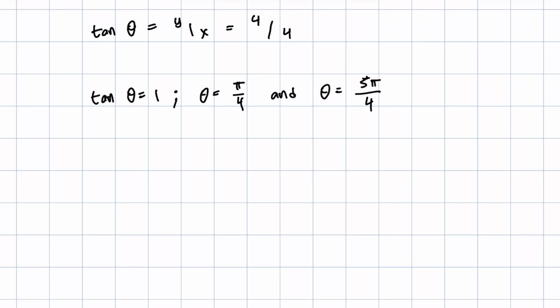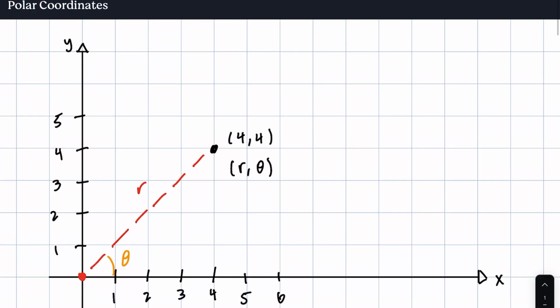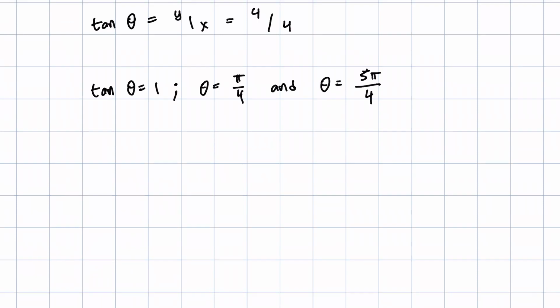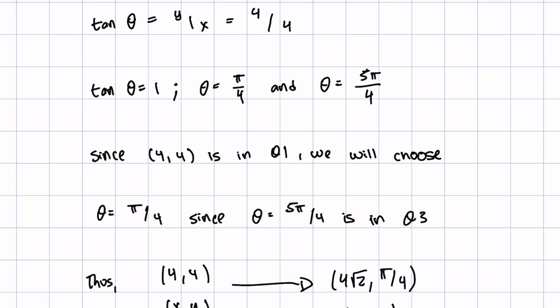And if you look back, 4, 4 is a point whose position is found in the first quadrant. And so considering the angles that we have, our first angle is theta is equal to pi over 4, which lies in the first quadrant, and the second angle that we have is theta is equal to 5 pi over 4, whose position lies in the third quadrant. And so since our point 4, 4 lies in the first quadrant, then we're going to have our theta value to be pi over 4.